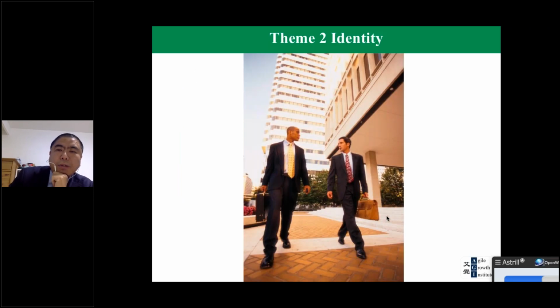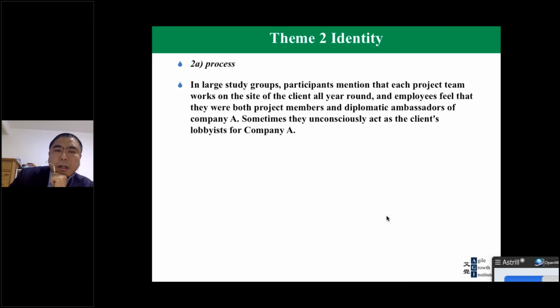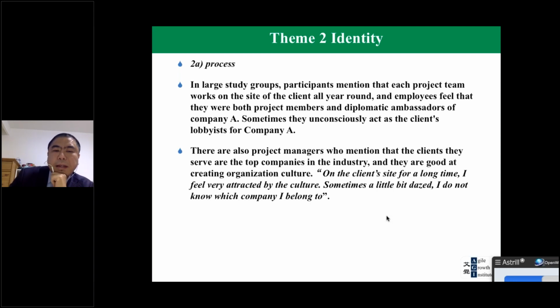The second theme is about identity. What happened in the workshop? In a large study group, participants mentioned that each project team works on site of the client all year round. The employees feel that they were both project members and the diplomatic ambassador of Company A. Sometimes they unconsciously act as the client's lobbyists for Company A.